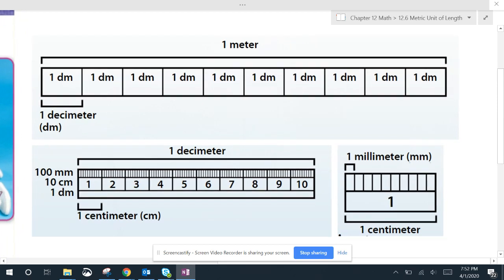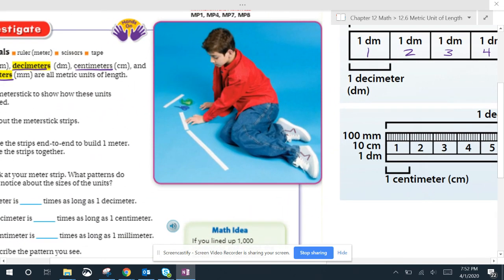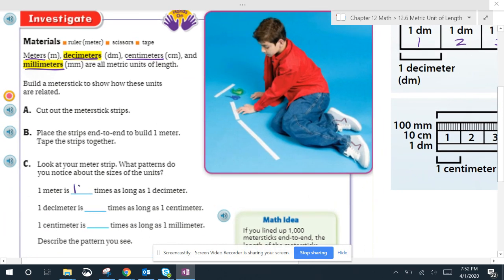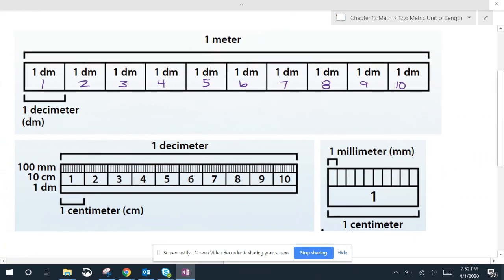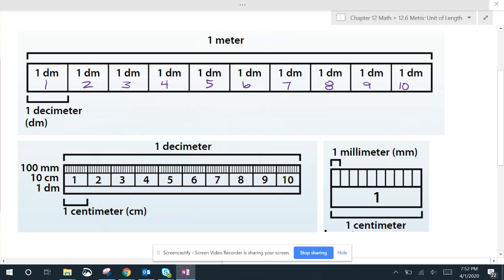So 1 meter consists of lots of decimeters going end to end. Let's go ahead and count how many decimeters are in 1 meter. We've got 1, 2, 3, 4, 5, 6, 7, 8, 9, 10. So I have 10 decimeters in 1 meter. So 1 meter is 10 times as long as 1 decimeter. Now, if we take this section right here and we break it down into smaller parts, we get 1 decimeter.